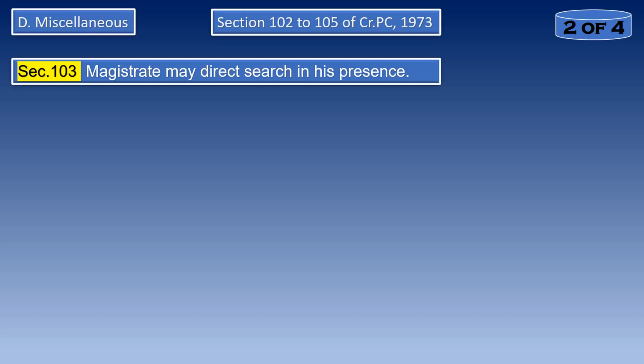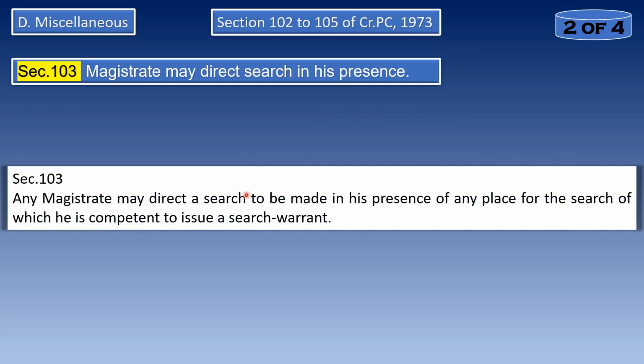Second point of miscellaneous is magistrate may direct search in his presence as per the provision of section 103. Section 103 says any magistrate may direct a search to be made in his presence of any place for the search of which he is competent to issue search warrant. So section 103 empowers the magistrate that the search should be made in his presence. Secondly, the magistrate must have the competence to issue search warrant of that place. So these are the two things which section 103 is explaining to us.